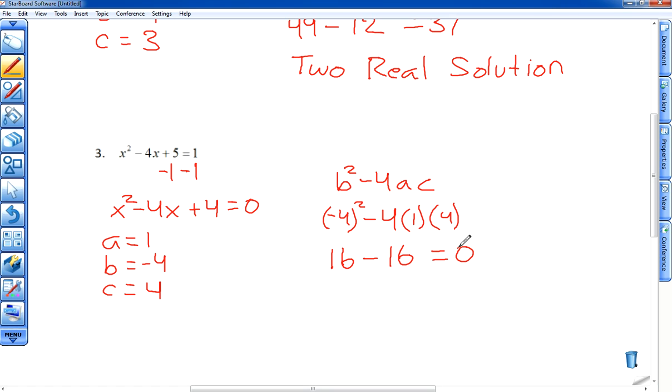Result of 0. And we know that from above, if our discriminant is equal to 0, not greater than 0 or less than 0, but equal to 0, then if we were to solve this, we would end up with 1 real solution. Not 2 real solutions, only 1, and it would be a real solution.